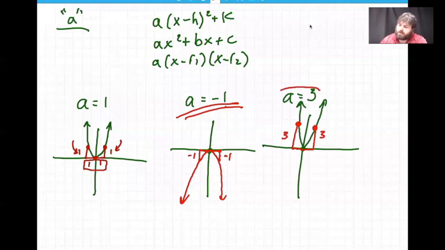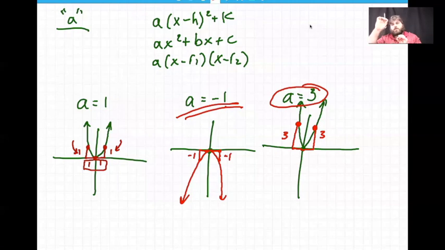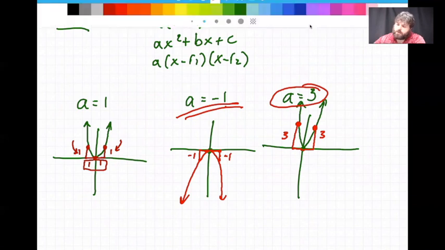So again, you're seeing the relationship between a and how far up or down you go from the vertex. It doesn't work from somewhere else. Only from the vertex do you go over 1. Remember, you always go over 1, and then a tells you how far you go up to find 2 more points. So what if a was equal to -1/2?